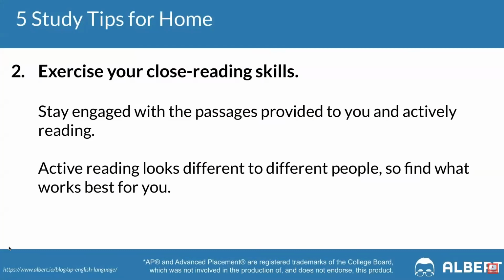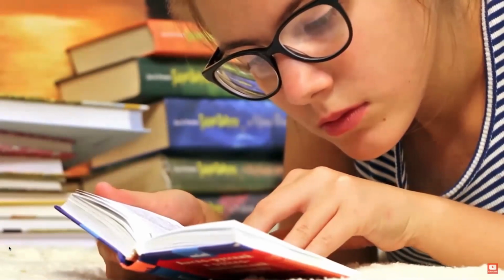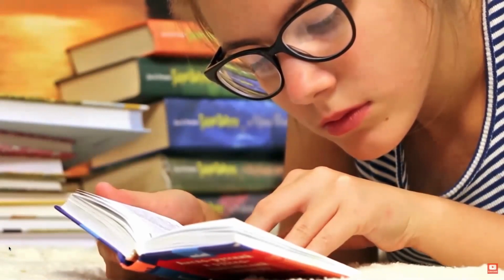The second tip when it comes to tackling the multiple choice section is to make sure that you are close reading as much as possible. Staying engaged and actively reading is key for success when it comes to the multiple choice section. This can mean a few different things depending on the reader. For some readers, it can mean simply annotating the passage with different circles or underlines of key things that are going on as you're reading.